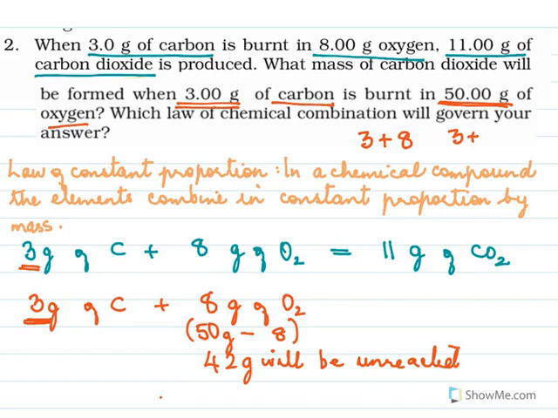So if you take extra, suppose you take 50, it doesn't mean you will get more. It will combine with 8. So 42 grams will remain unreacted, and this will give you 11 gram of carbon dioxide. Carbon and oxygen are always in the ratio 3:8. So although you put 50 grams, out of the 50 grams only 8 will react with 3 grams of carbon.